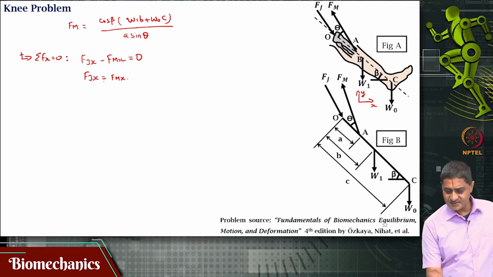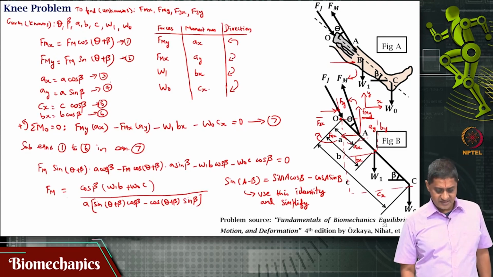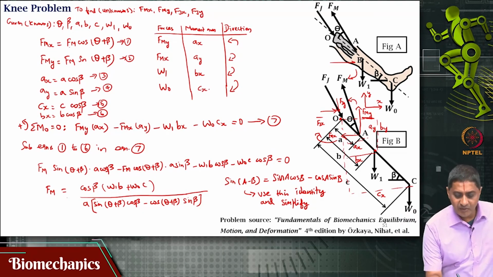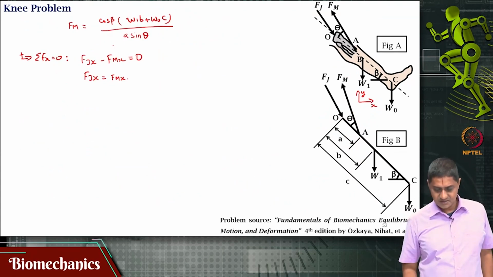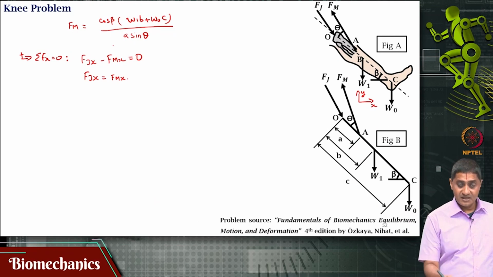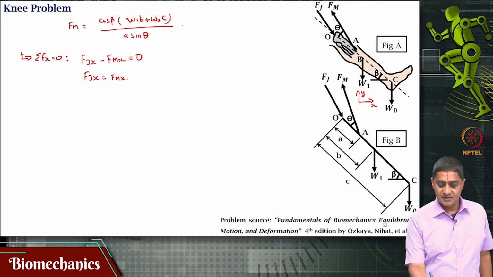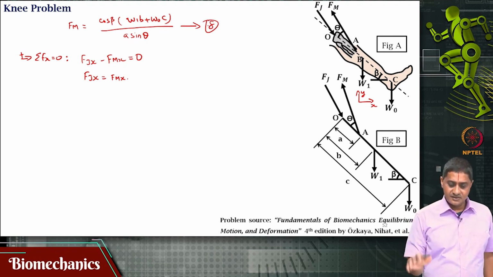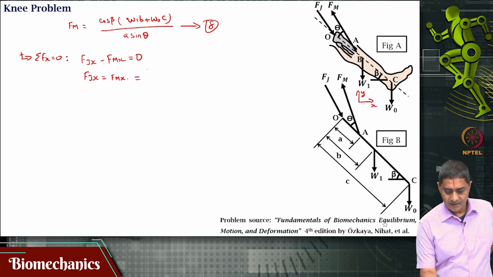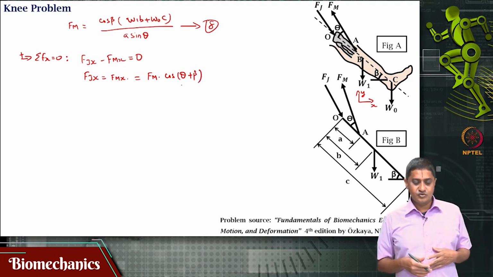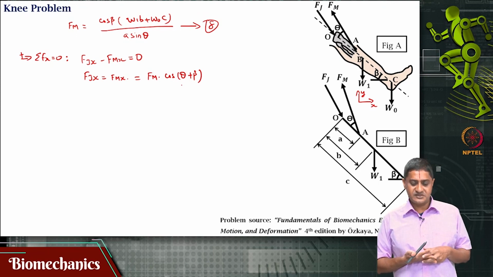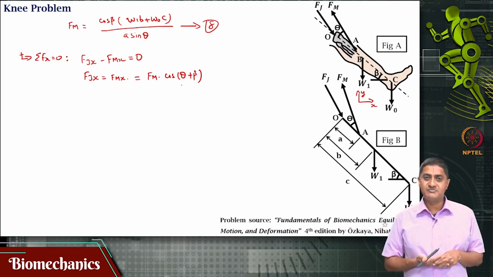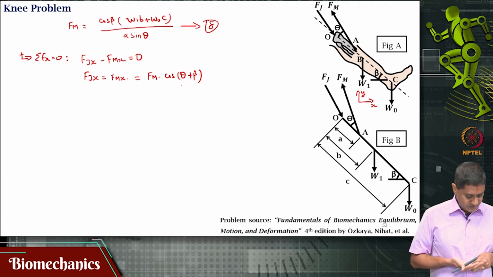But what is Fmx? We found it from the previous slide. Fmx is Fm cos theta plus beta, is it not? If you find Fm as per equation 8, you substitute this value of Fm and then multiply it by cos of theta plus beta. That is Fjx.